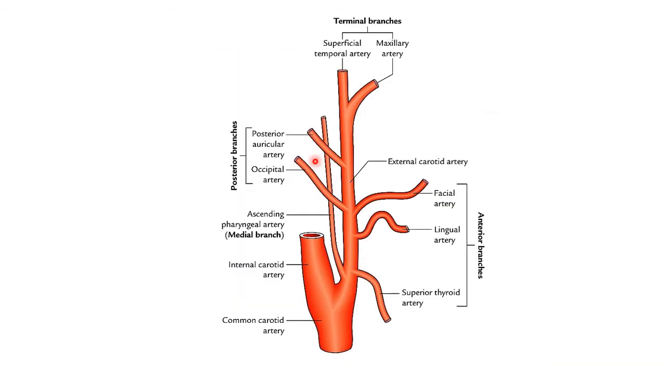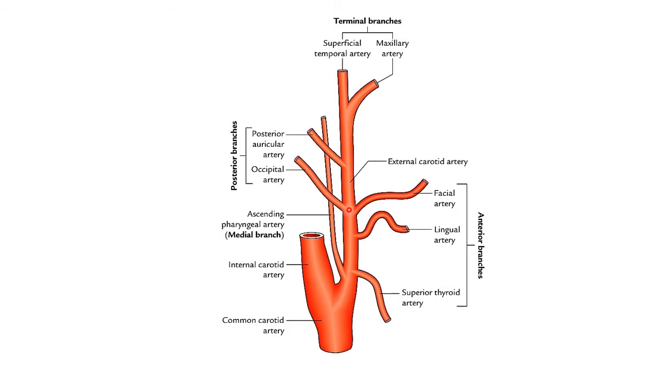Now we will discuss the branches of the external carotid artery. The external carotid artery gives off 8 branches, which are the superior thyroid artery, the lingual artery, the facial artery, the occipital artery, the posterior auricular artery, the ascending pharyngeal artery, the maxillary artery, and the superficial temporal artery.